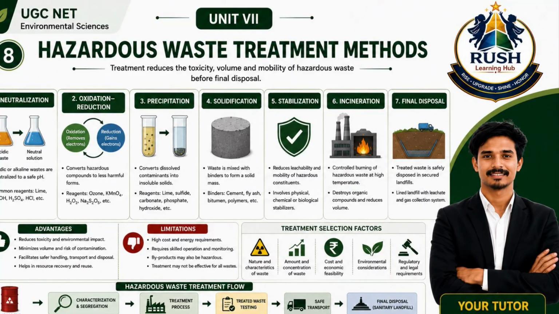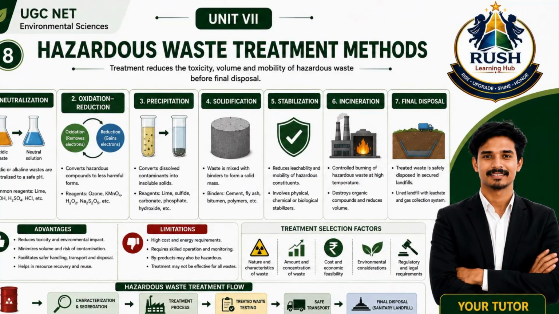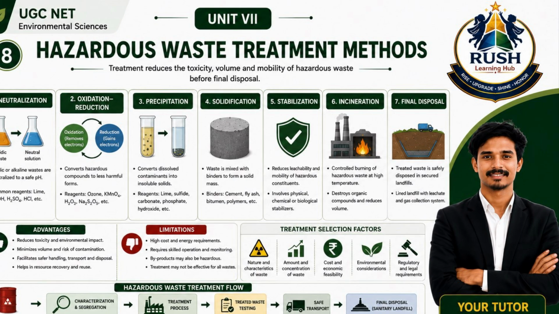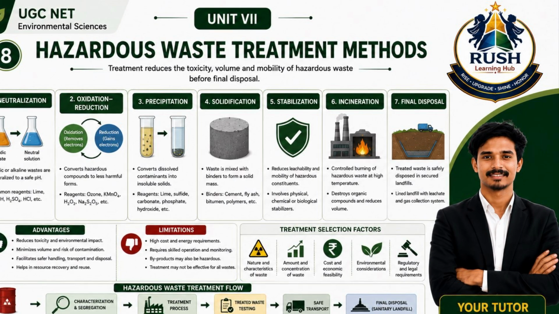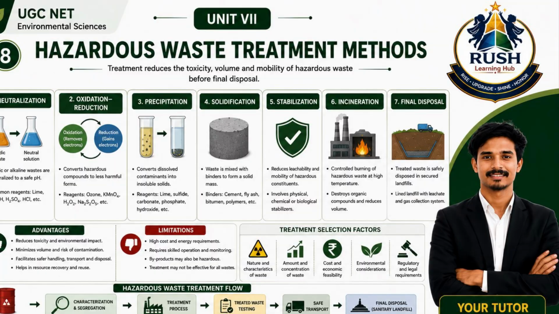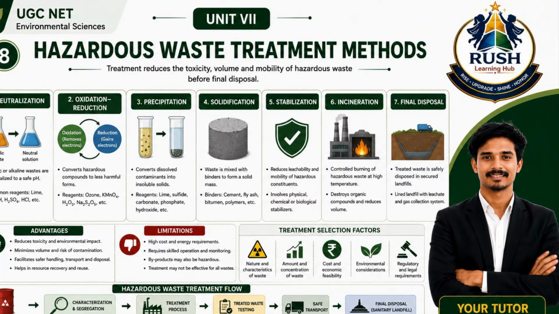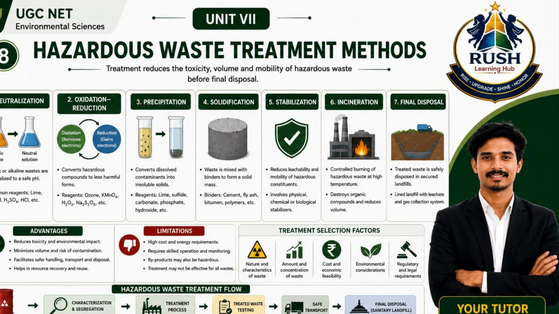For the UGC NET examination, remember these important points. Neutralization is used for acids and alkalis. Precipitation removes dissolved heavy metals. Solidification changes the physical form of waste.